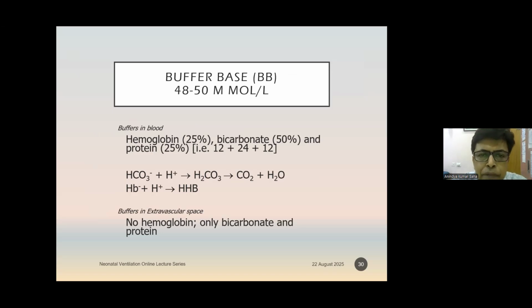Second is the buffer base. We know there are different types of buffer. The major buffer is the bicarbonate buffer, which contributes around 24 milliequivalent per liter or millimole per liter, and the other two buffers are the hemoglobin buffer and the protein buffer. Altogether, the buffer base is 48 to 50 millimole per liter. So it is the total amount of buffer in the body, corresponding to the buffer in the blood.